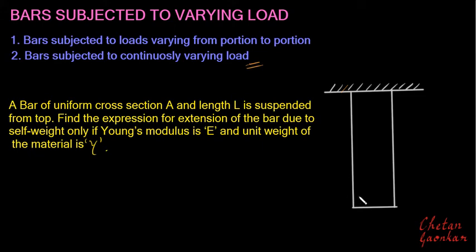If I consider one small section here at this location, then the load because of self weight will be only because of this portion. If I take one more section here, then the load because of self weight will be because of this entire section up to here. Similarly, at one more section, the load will be because of the self weight of this much of the section. So this is the reason why the load is continuously varying here.